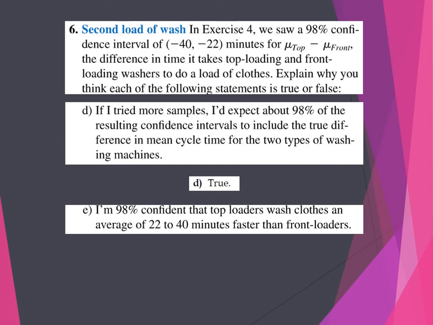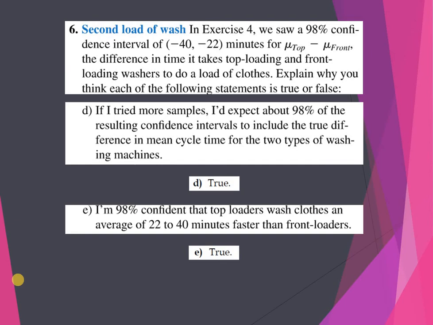Okay. What about E? 98% confident that top loaders wash clothes an average of 22 to 40 minutes faster than the front loaders. When you have to do like 10 loads of laundry because you've got a tiny baby and toddlers and kids playing sports, that time adds up. What do you think? Yes or no? True? True.